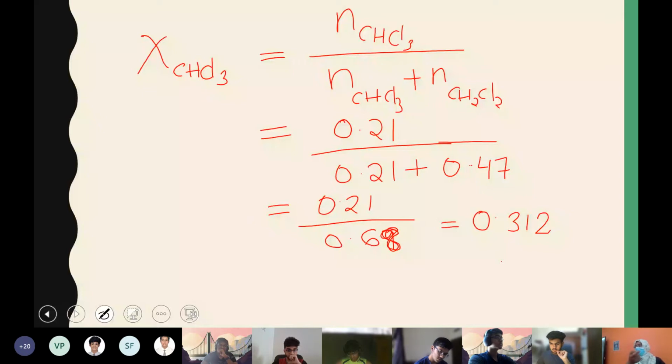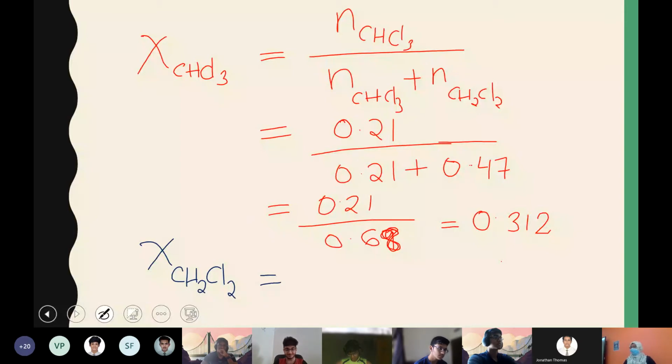So check again. Once you get the chloroform mole fraction, you can find out the mole fraction for dichloromethane either using the equation or there is one other shortcut method. What is that method? Very good. 1 minus, because the sum of mole fractions is equal to unity.